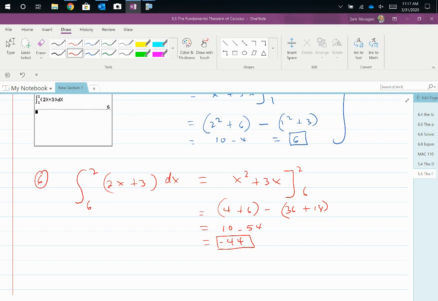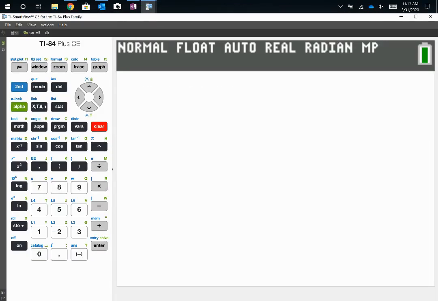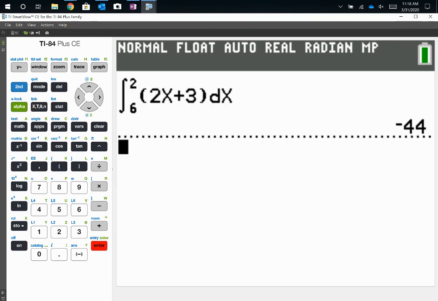So again, calculator, we want to confirm this answer. Math number 9, between 6 and 2, 2x plus 3 dx, to give your answer is negative 44.